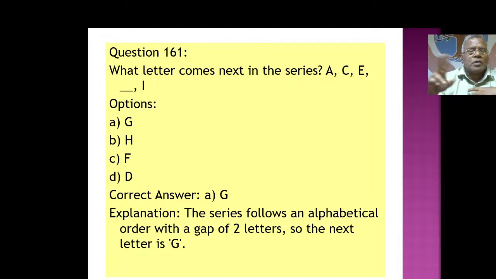After every letter, 2 letters you should bypass, isn't it? The series follows the alphabet with a gap of 2 letters. You have to do it with a gap of 2 letters. So the next letter will be G. I hope you understood. Just write the alphabet and find out.